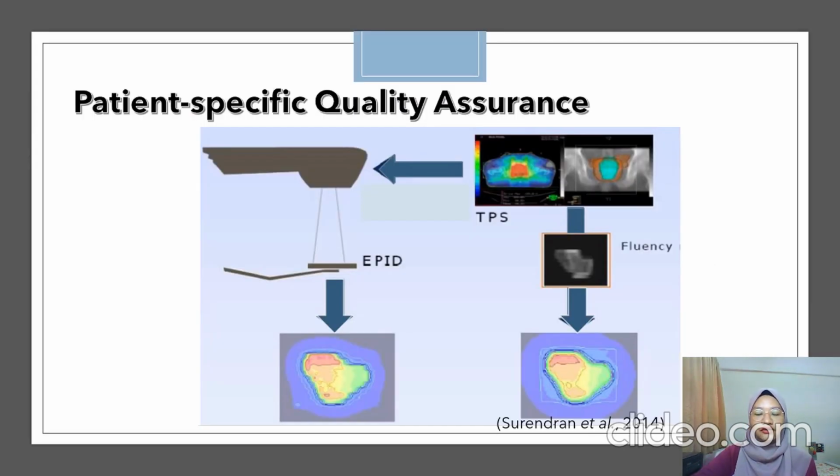Besides, the need for patient-specific QA also stimulated the use of EPID dosimetry. Once the treatment plan is approved, it is sent to the record and verify system for the pre-treatment delivery, and the beam will be delivered to the EPID. The measured fluence map obtained using the EPID will be compared to the original treatment plan, and that is how we can use the EPID for patient-specific QA.